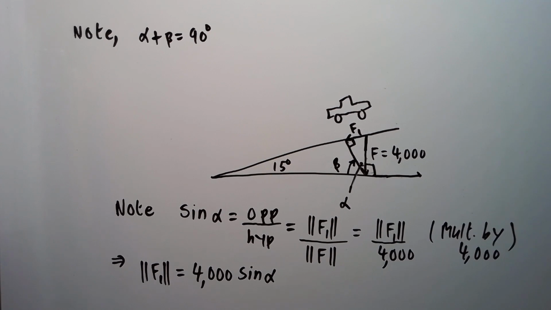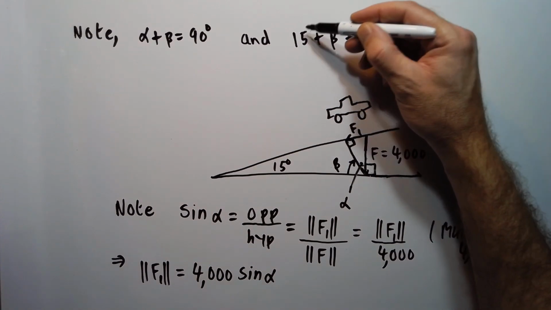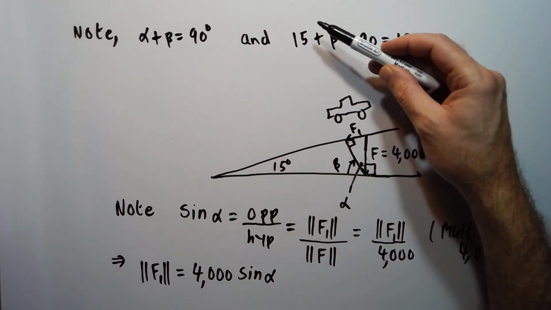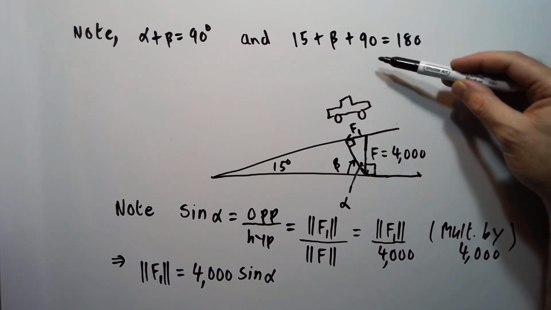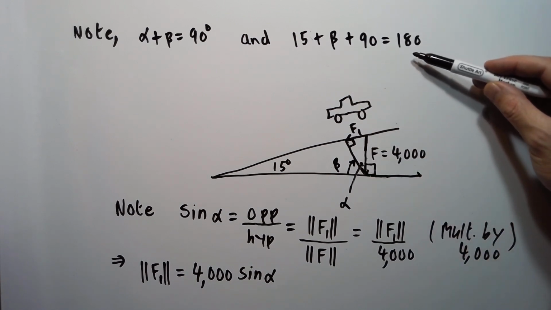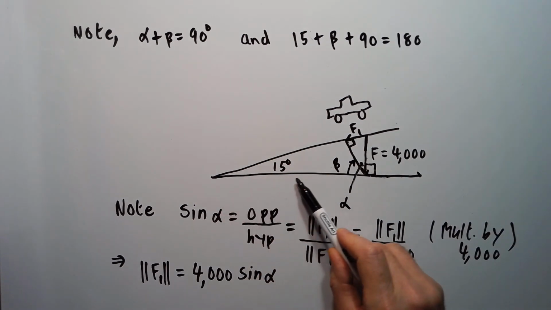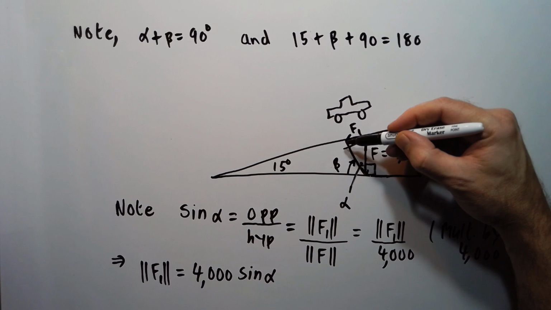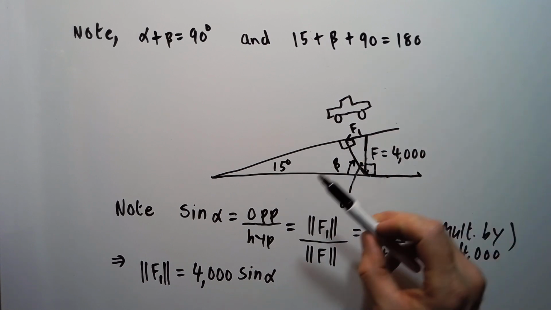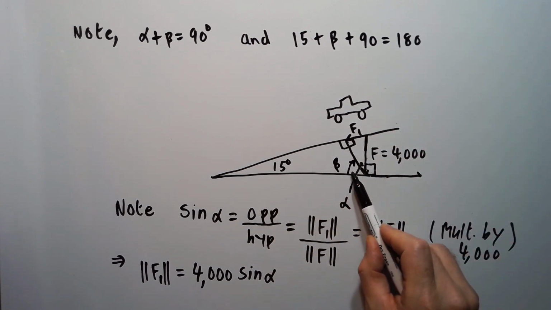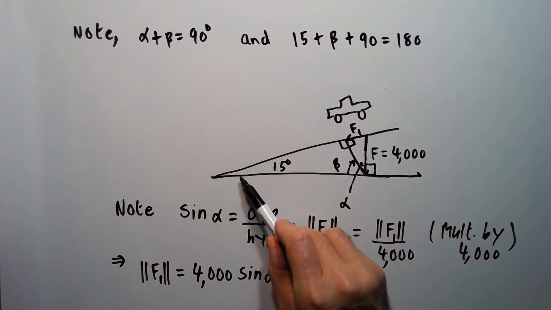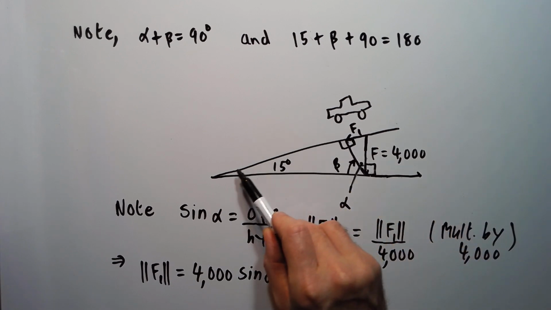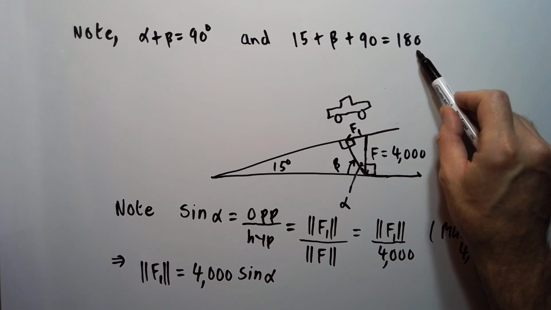Okay, so next thing. So next thing is that 15, I'm leaving off the degrees, plus beta plus 90 equals 180. How did I get that? Well, I'm looking at this right triangle here. And since this angle is 90, it's going to imply that that's 90 right there also. So 15 plus beta plus 90 is the sum of all the angles in that triangle right there. So that should be 180.